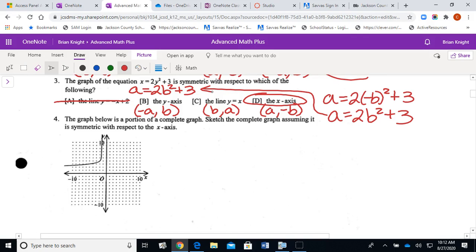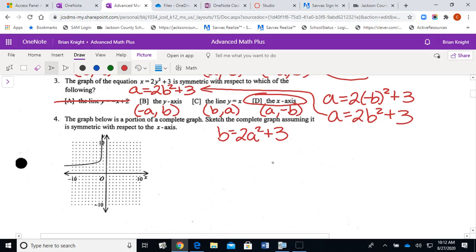It wouldn't be C because then the letters would be backwards. If you plugged in C, you'll get b equals 2a squared plus 3. And that's not the same thing. a equals 2b squared plus 3 is not the same as b equals 2a squared plus 3, okay?